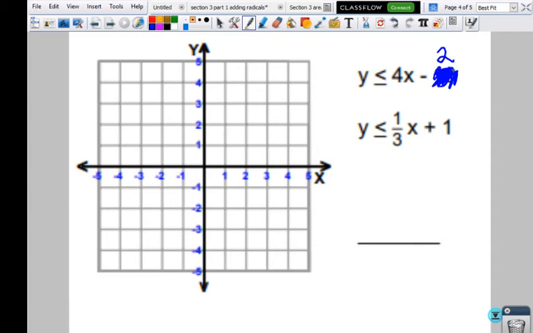Alright, on your own, graph both of these and see where they overlap. Graph the systems of inequalities. If you guys do good on this, we'll skip our exit ticket.